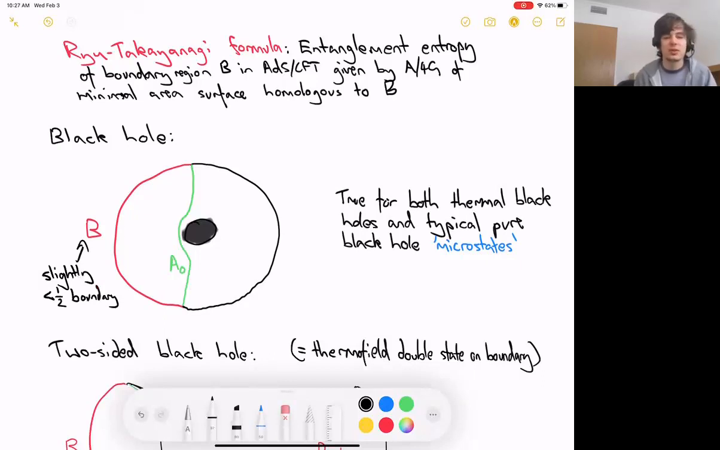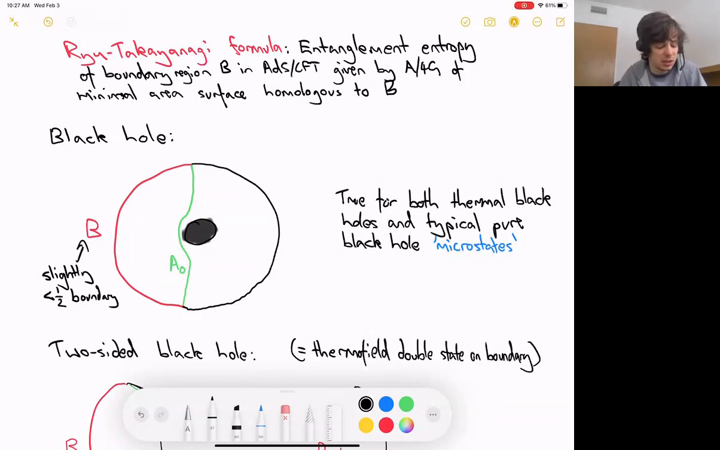What's the smallest area surface that's homologous to B? Well, this boundary is sort of infinitely far away, so it doesn't want to stay out near the boundary. It wants to go into the bulk, but it also doesn't want to hit the black hole. So it sort of goes around the side of that black hole and looks something like that green drawing there. Okay, so it just has some area, which I'm going to call A naught. Okay, so this formula would be true.